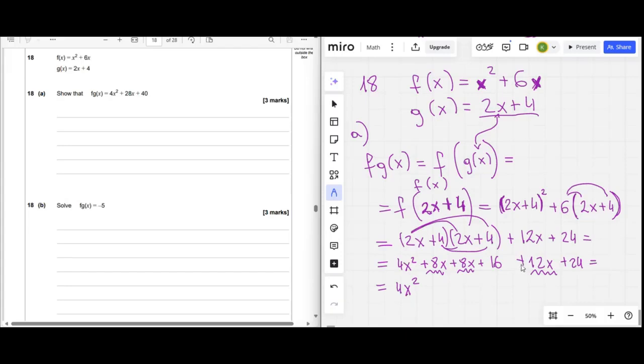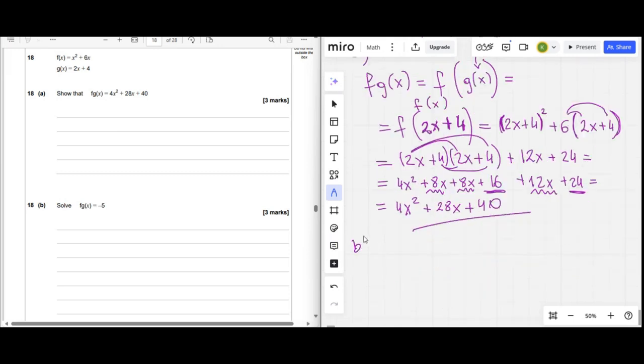Very important thing, x squared and x are two different terms. So we cannot put them together, but x's we can. 16 plus 12 is 28x. And then 16 plus 24 is 40, which is exactly what they said. We showed that those two functions together will simplify to that form. Okay?